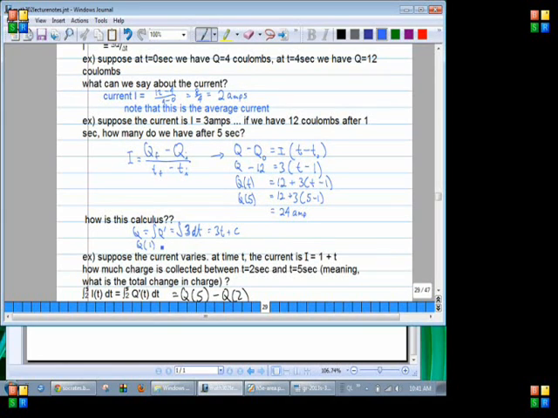So Q of 1 is 12, which is 3 times 1 plus c. And now you can see that c must be 9. So what we know is that Q of t has to be 3t plus 9. And now you just plug in 5. I understood that. No, okay. So that would be doing it using the plus c method.